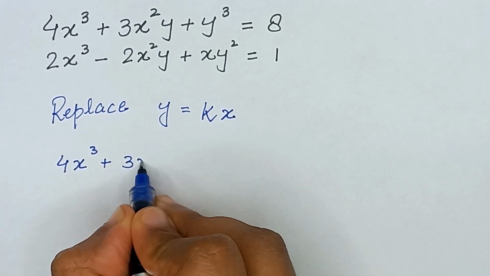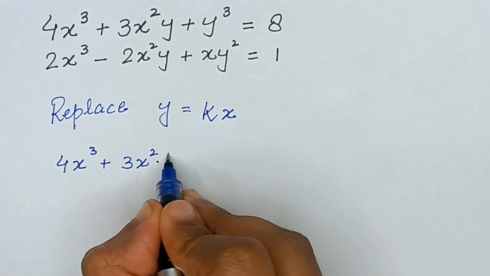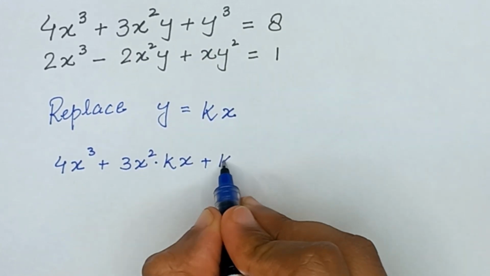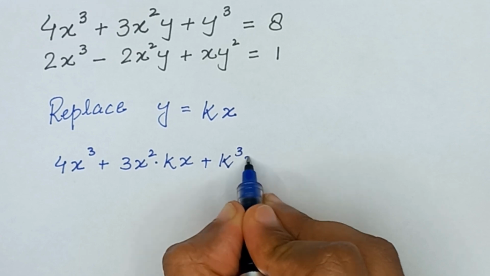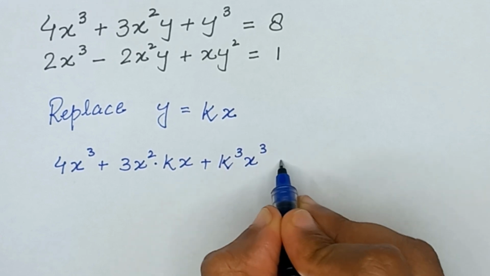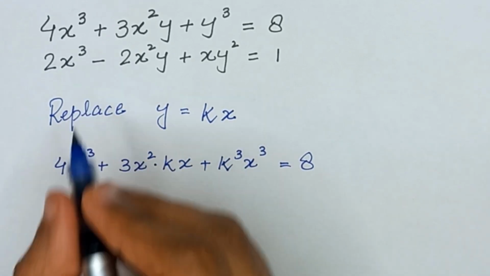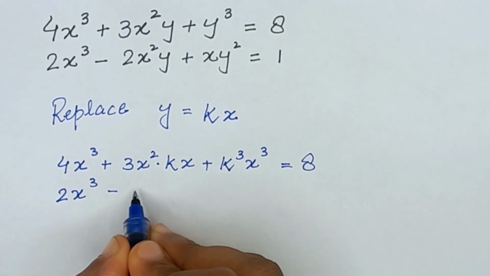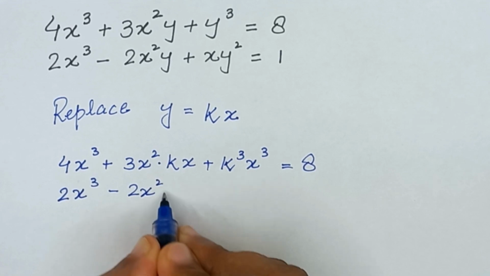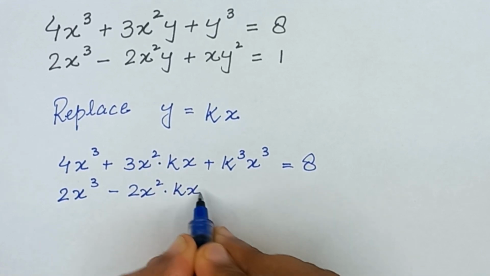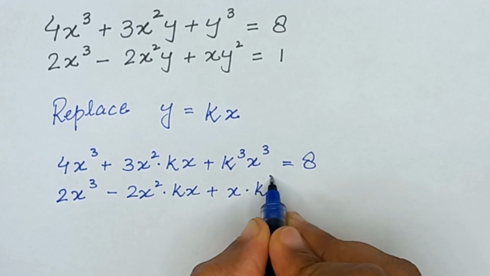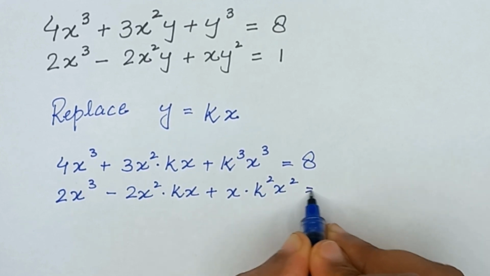When I replace y with kx, our above equations will become 4x cubed plus 3x squared times kx plus k cubed x cubed, and it will be equal to 8, and the second equation will become 2x cubed minus 2x squared times kx plus x times k squared x squared, and it is equal to 1.